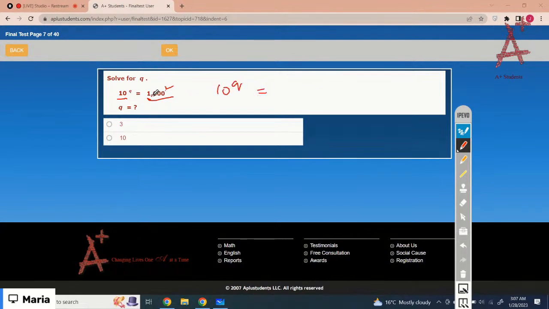So we can write 1000 as 10 times 10 times 10. When you multiply them, they make 1000. So 10 exponent q equals 10 exponent 3. Now the bases are equal. That means their exponents are also equal. So q equals 3. So the correct option is 3.